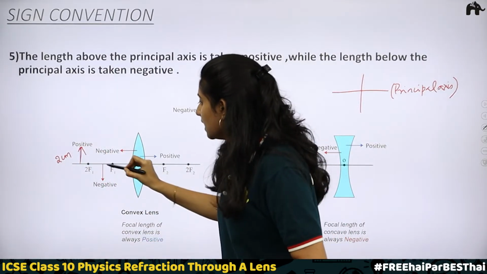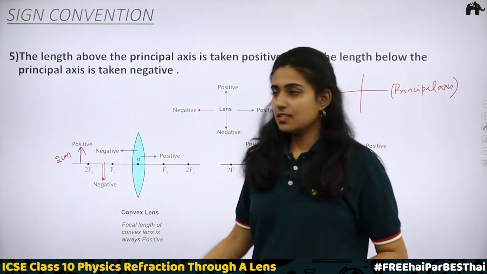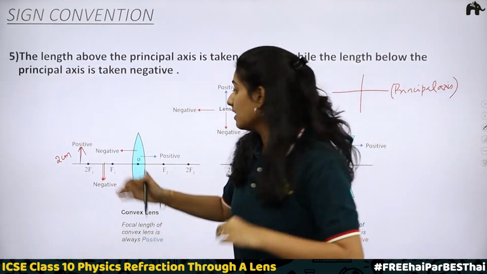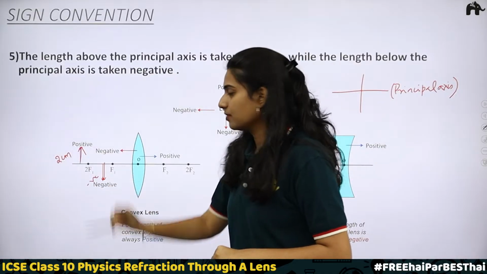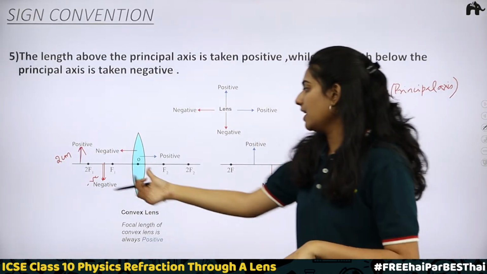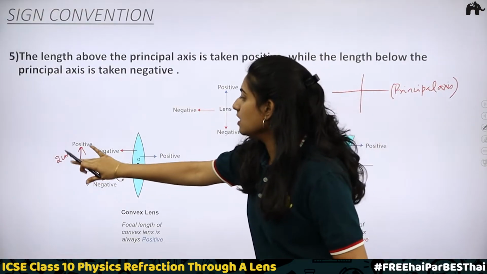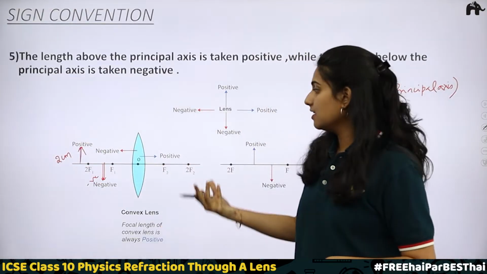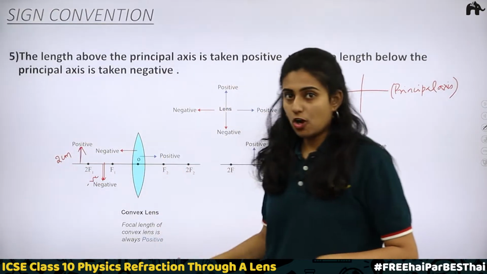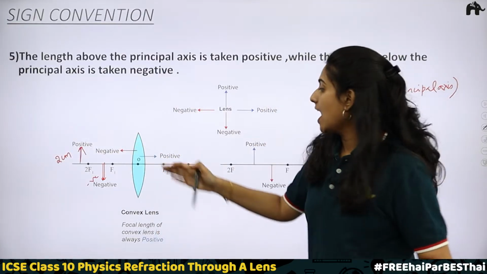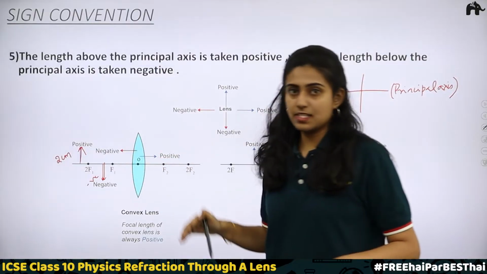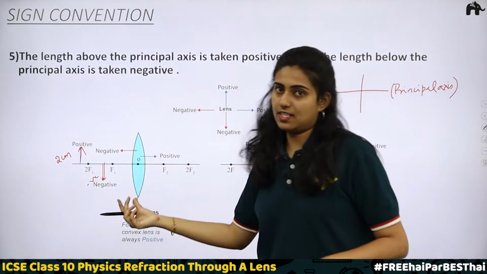If you have the object in this way, okay, this is how the object is placed below the x-axis. In that case, you will be having negative value. Okay, object height will be negative. Mostly we will be having object height to be positive. If the image is formed above the principal axis, then the image will have a positive sign, and if the image is formed below the principal axis, then the image will be having negative sign.